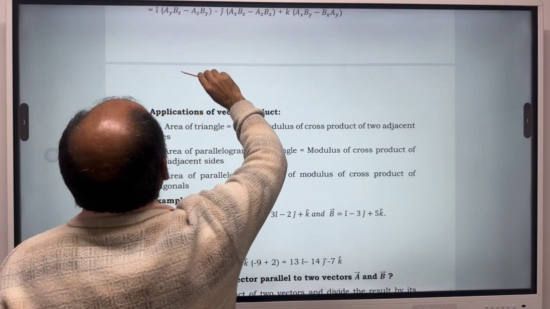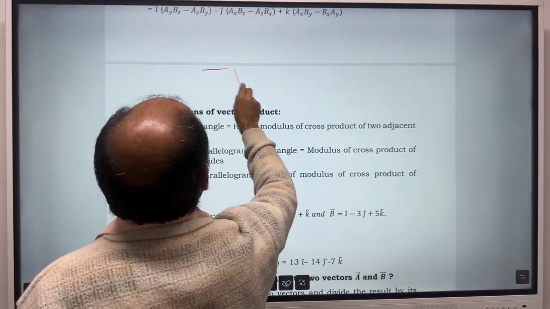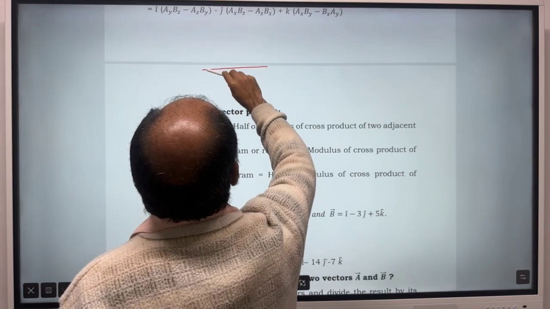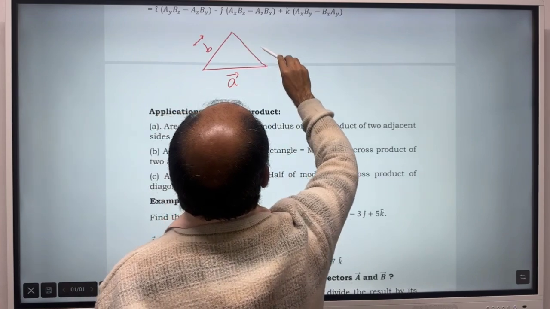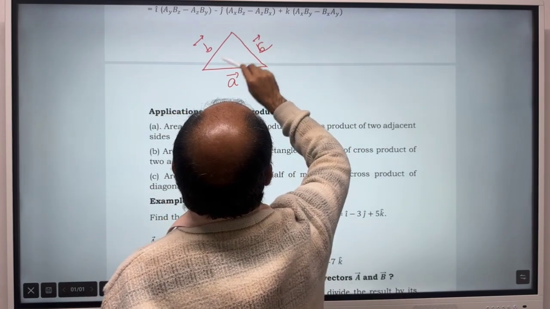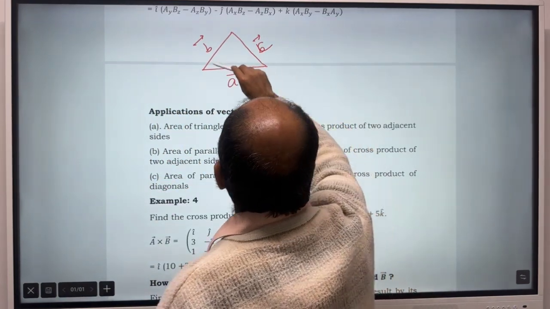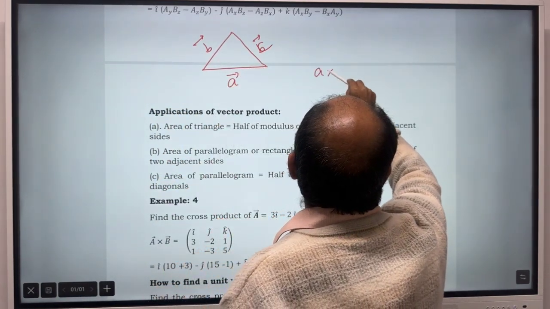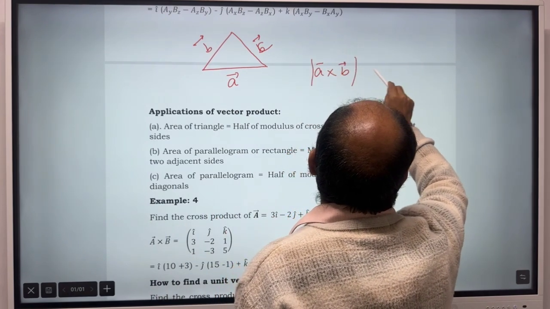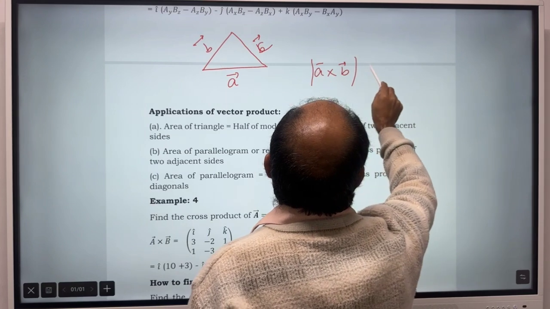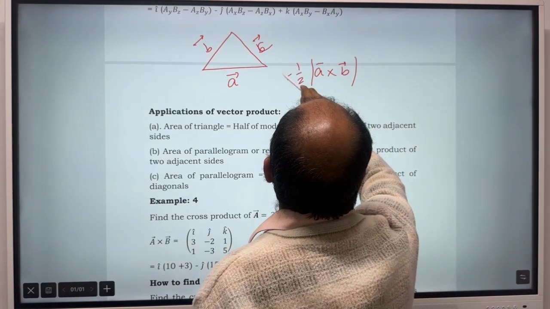In the previous lecture, we studied the concept of cross product, and now we are going to see the applications of cross product or vector product. Suppose you are given two sides of a triangle, represented by two vectors, vector A and vector B. If you find the cross product of these two sides, A cross B, and take its modulus, then just divide it by 2 to get the area of the triangle.